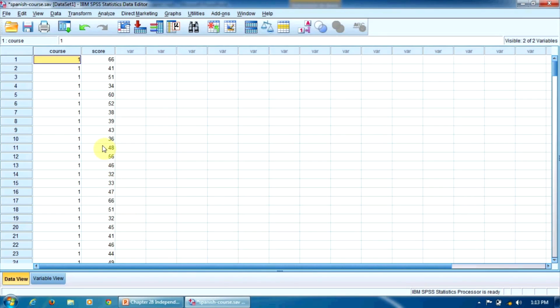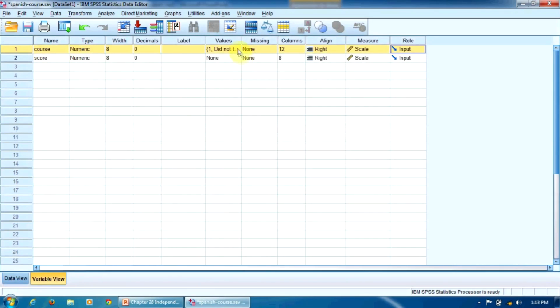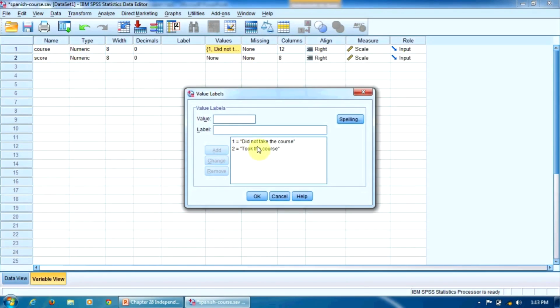Here's our database. Of course, the data are fictitious. This variable, course, shows us if the employee took the Spanish course or not. Let's see how it's coded. So 1 means did not take the course and 2 means took the course. These will be the two groups to compare.